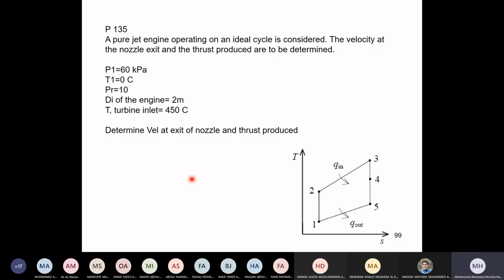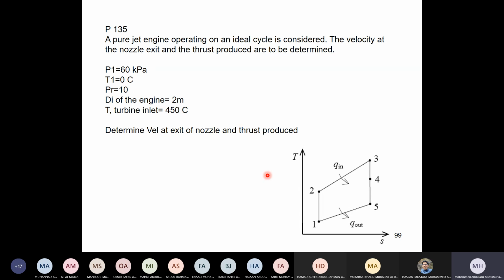Okay, so I'll go to the example, and this will give us numerically exactly what we need. So it says a jet engine operating on an ideal cycle. Ideal cycle means that these are isentropic processes. Find the velocity at the nozzle exit and the thrust. So this is the question here. We don't ask you for power. We do not ask you for efficiency. The most important part here is the velocity V5 and the thrust required to push the plane.